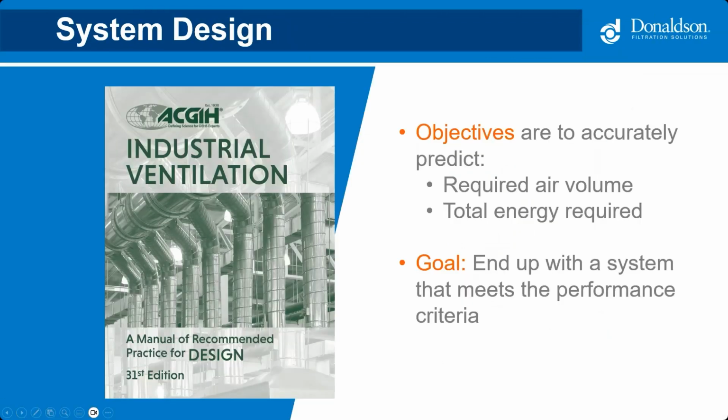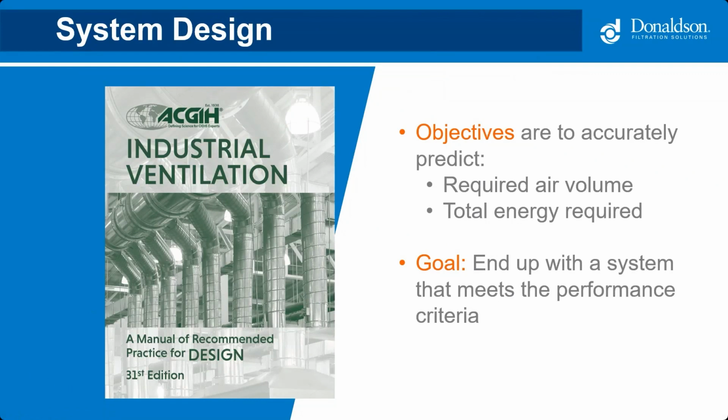So when we design systems, we have two main objectives. One is we want to capture the correct amount of CFM that's required to control contaminants or fugitive dust from the point of generation. And the second thing is, while we're calculating that CFM, to keep in mind the total energy or horsepower that's required for those airflows.